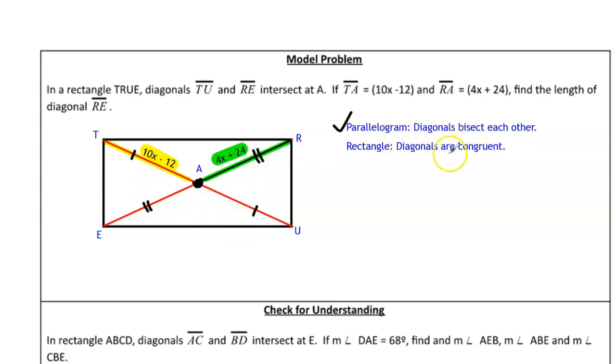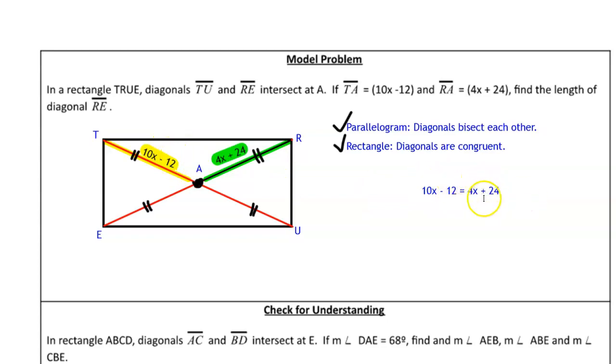The diagonals are congruent, which means these are going to be the same number of hash marks as these. So now that I've labeled everything that there is to know about this shape, in terms of the diagonals anyway, I can see that 10x minus 12 has two hash marks on it, and 4x plus 24 has two hash marks on it, which means they are congruent to each other, which means it would be perfectly mathematically accurate for me to set them equal to each other.